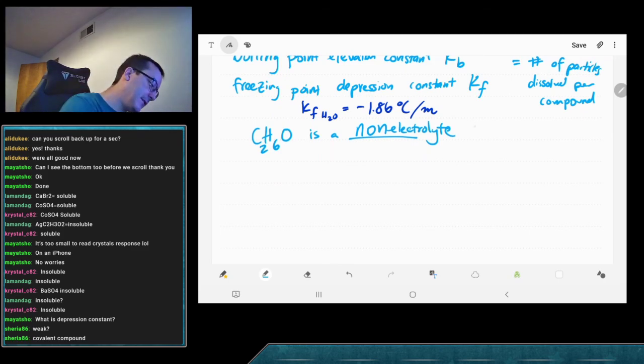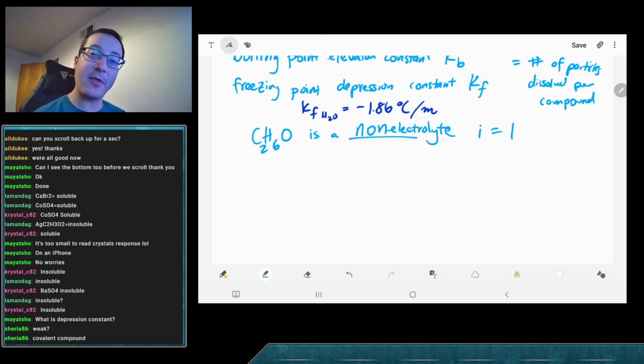And so that tells us that i is equal to 1 for ethanol. When ethanol dissolves, it doesn't break into anything. So for every ethanol molecule dissolved, you have one molecule dissolved. That's all it is.